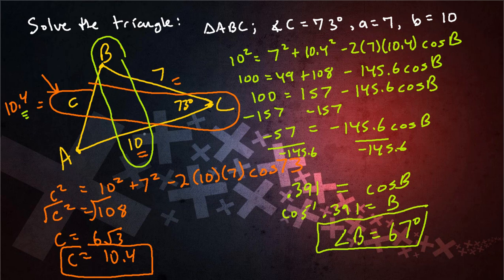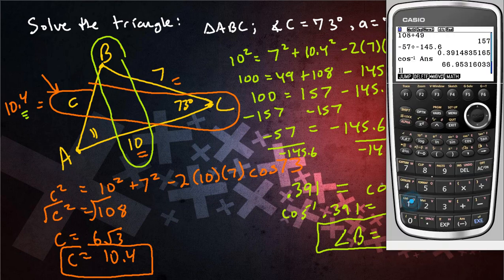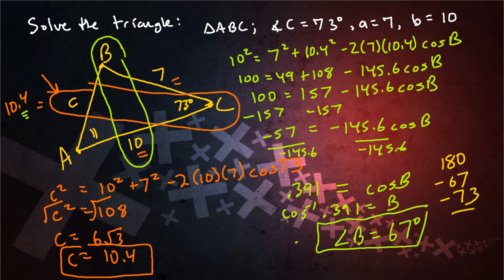All right, and then finding this last angle right here, it's going to be pretty easy. I can do 180 minus 67 minus the 73, and get 40 degrees. That's angle A. All right, so there's our triangle all solved.